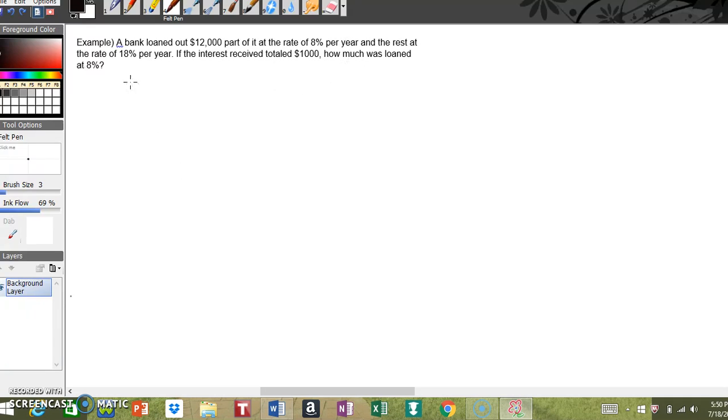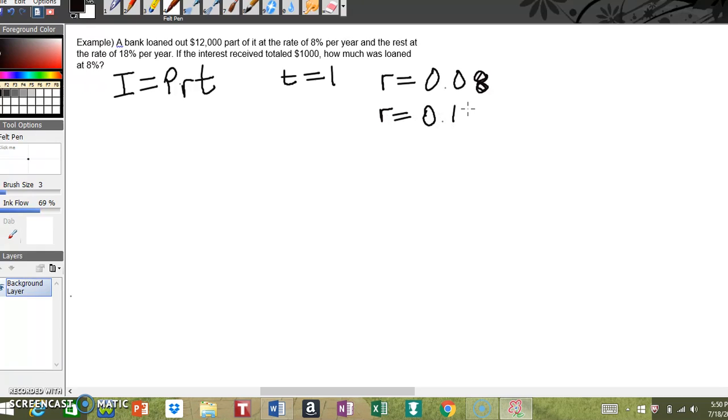Okay, so let's start by defining some variables, and we're going to be using the formula I equals PRT, where T equals 1, that's the amount of time. Our rate, R, is going to be 0.08. Because we have two of them, our other one is going to be 0.18. And then our P, principal, is going to be 12,000. And I, they gave to us as 1,000.